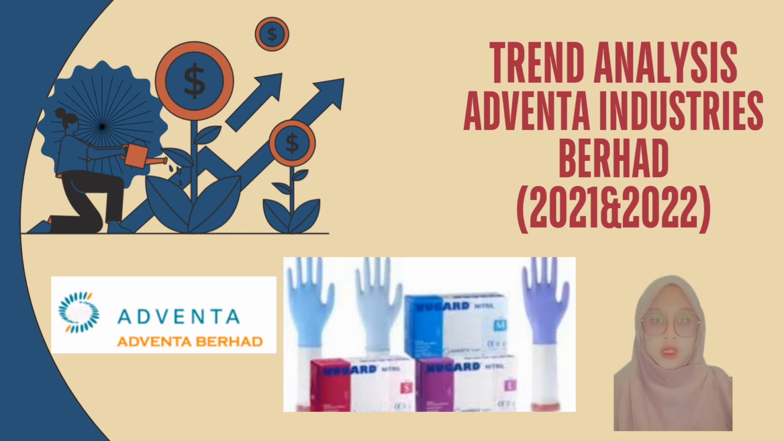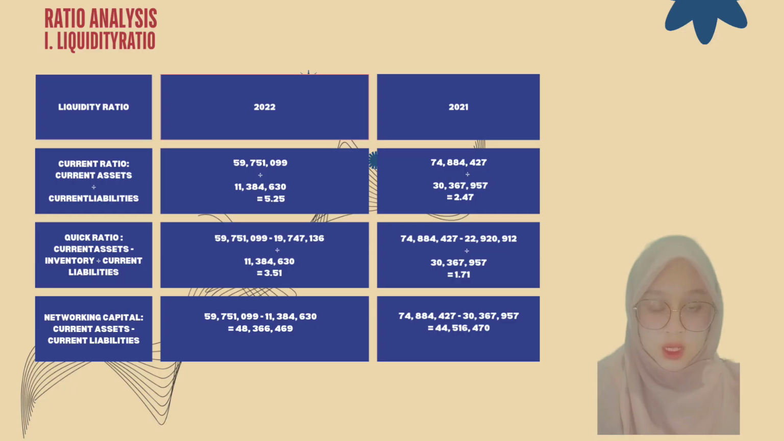I would like to continue the presentation with the trend analysis for Avanta Industri Berhad Company for 2 years, which is 2021 and 2022. Liquidity ratio. The current ratio has increased from 2.47 in 2021 to 5.25 in 2022. Next, quick ratio also increased from 1.71 in 2021 to 3.51 in 2022. Next, net working capital has shown increase from 2021 to 2022.